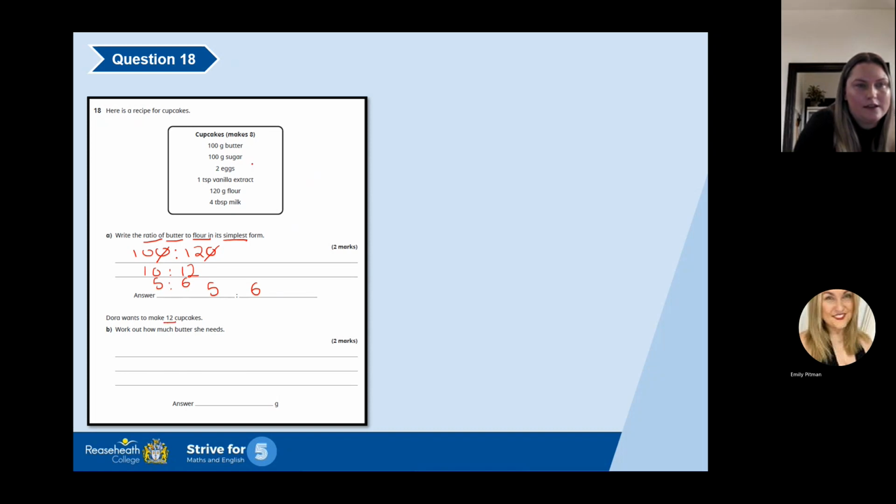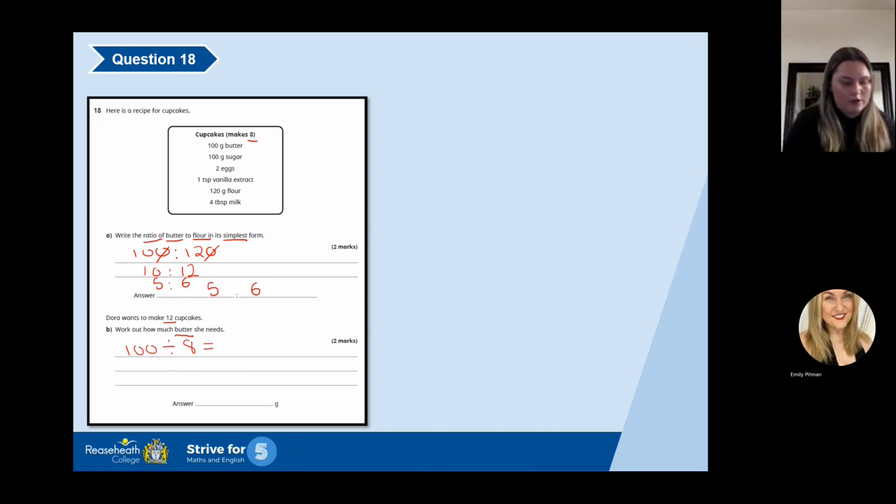Okay, Dora wants to make 12 cupcakes. So the recipe is for 8, but we want to work out 12. Work out how much butter she needs. So first of all, we need to find out how much butter she would need for 1 cupcake. So if we do the 100 grams of butter, so 100 divided by 8, that's going to give us how much we'll need for 1 cupcake, and then times that by 12 to find it out for 12.